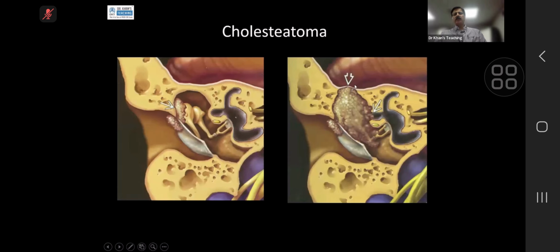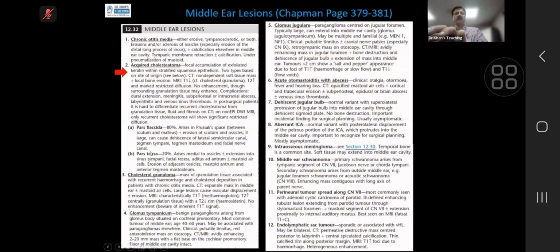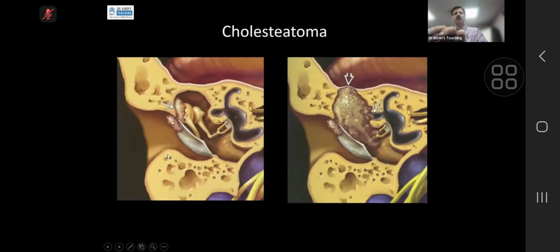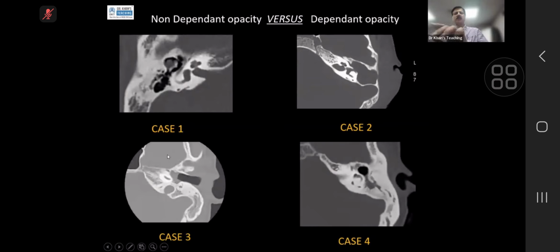tympani, which is eroded. Lateral semicircular canal is eroded. It can erode the facial nerve canal. Ossicles are eaten up. So all of these things can happen. So if you see here, pars flaccida cholesteatoma. The main thing to remember is non-dependent opacity with bony destruction.